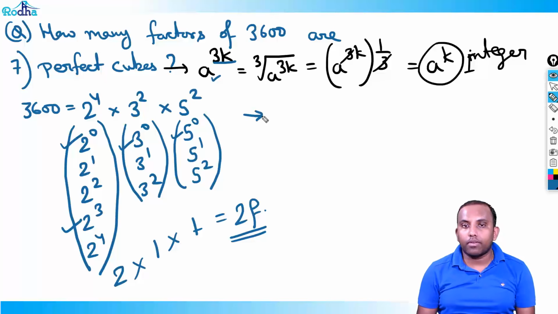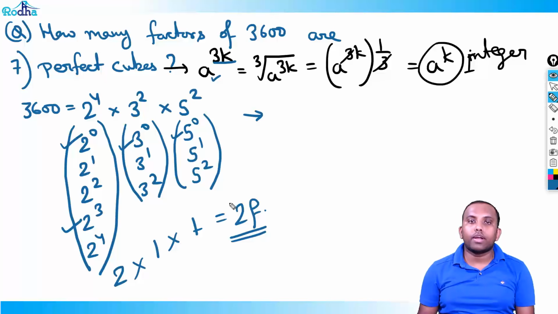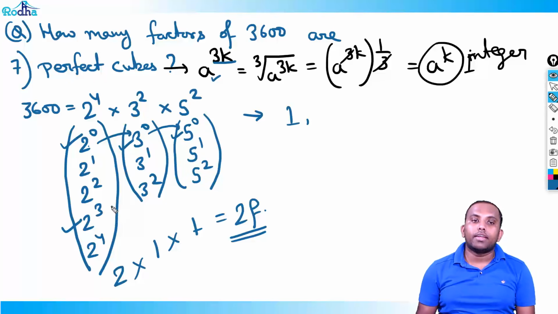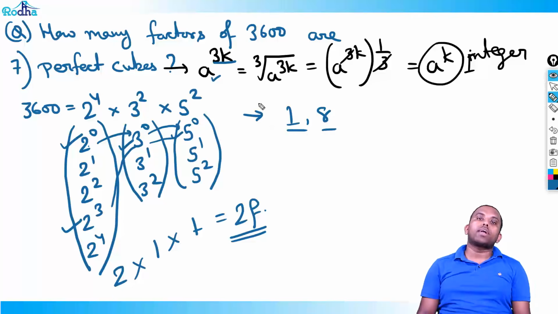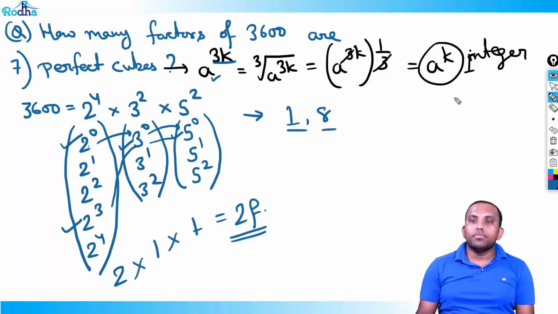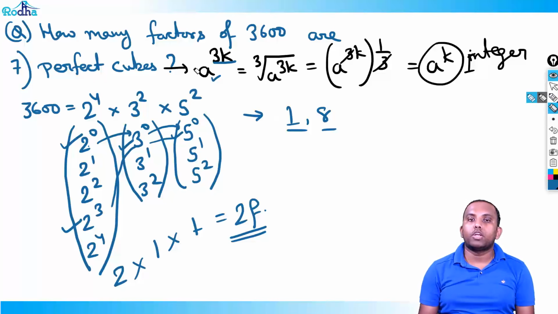So I can write both of those factors here, right? What is the number? 2 raised to 0 into 3 raised to 0 into 5 raised to 0. So 1 into 1 into 1 will be 1. 1 is a factor of 3600 which is a perfect cube. Second, 8. 8 into 1 into 1, again 8. So 1 and 8, right? So 1 and 8 are the only 2 factors of 3600 which are perfect cubes, correct? Yeah, I hope this is clear. Now again method 2. Method 2 I can do directly.